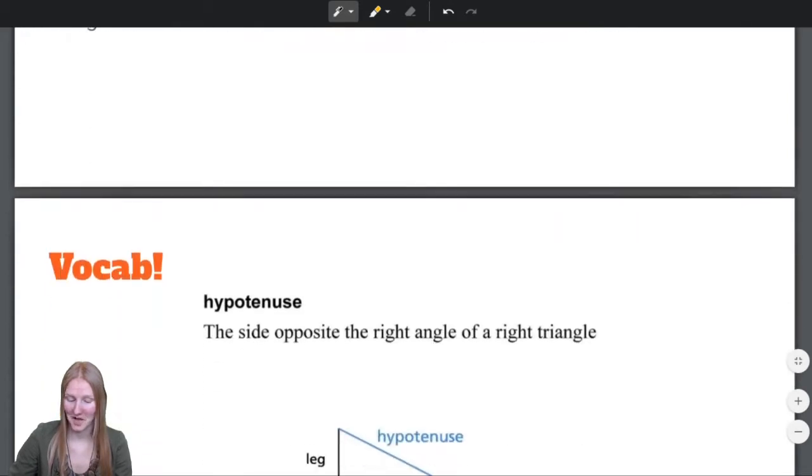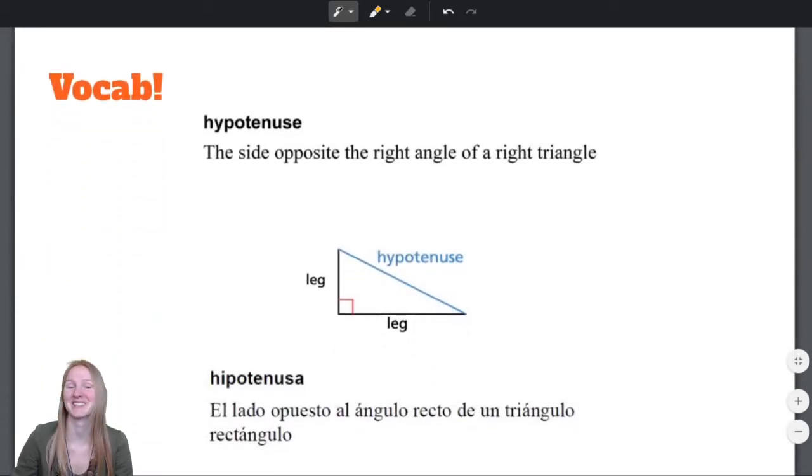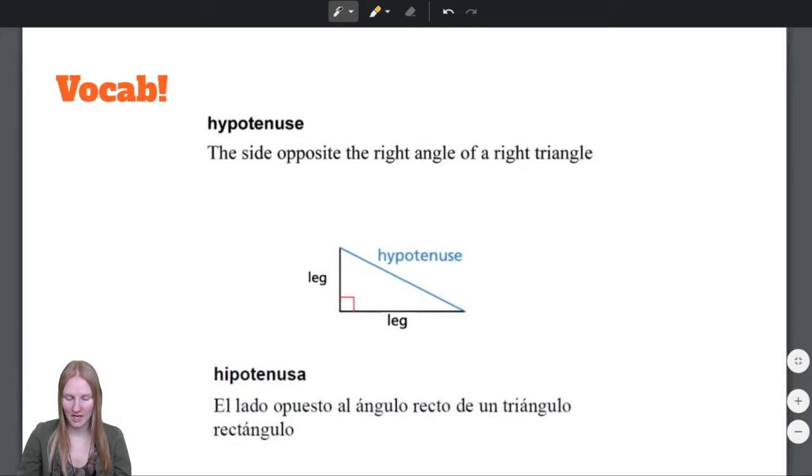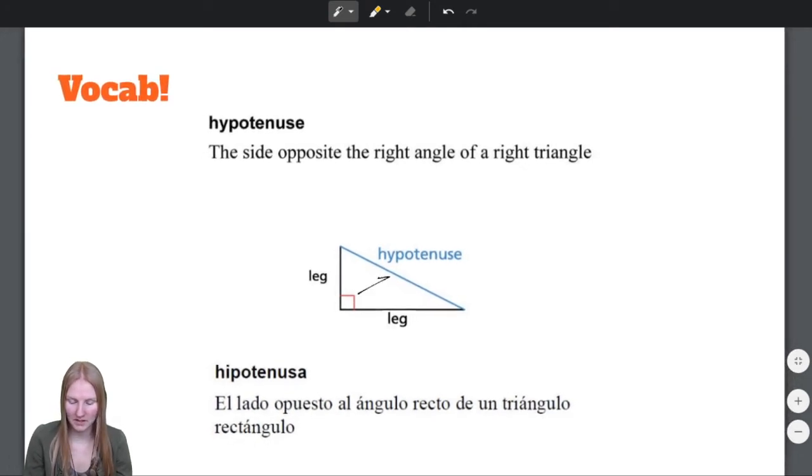So, again, we're going to talk about what a hypotenuse is. The hypotenuse is the side opposite the right angle of a triangle. That is still important, and remember the other two sides are called legs. We're going to use this terminology today, so I want to make sure that you remember it.